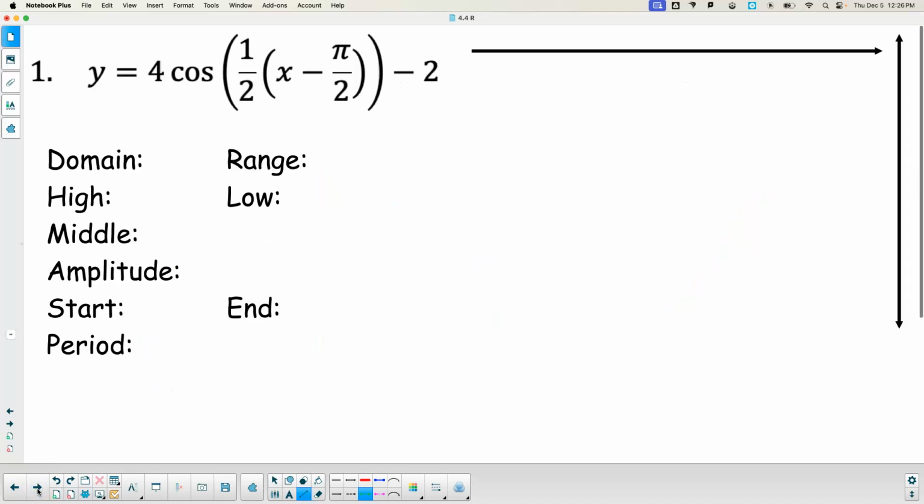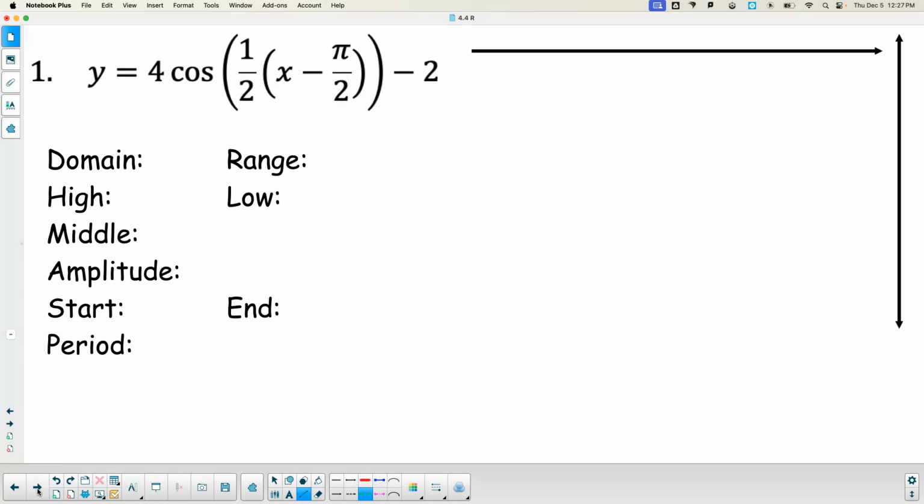All right, let's put it all together. I love this one. I'll read it out to you so that you guys don't have to keep looking up. Y equals 4 cosine of the quantity 1/2 times the quantity x minus pi over 2, then minus 2.